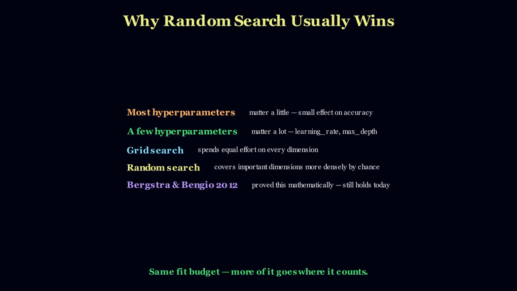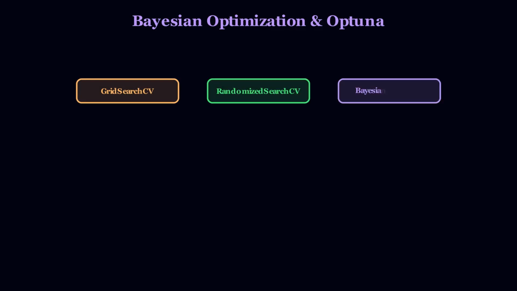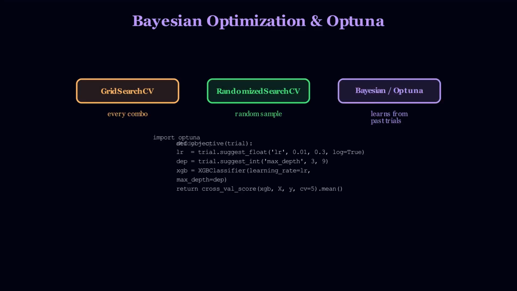It still holds today. Bayesian optimization goes one step further than both. It builds a model of the search itself, learning which regions look promising. Each new trial is chosen using everything learned from previous trials. Optuna is the go-to library: a study and an objective function, done. Fewer trials needed to reach the same or better result.